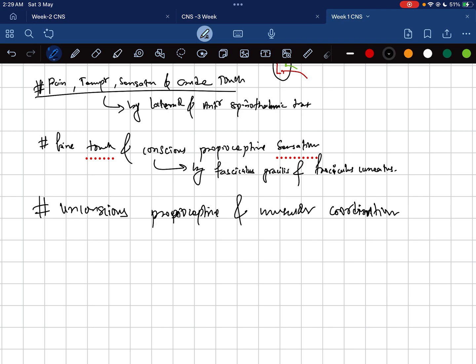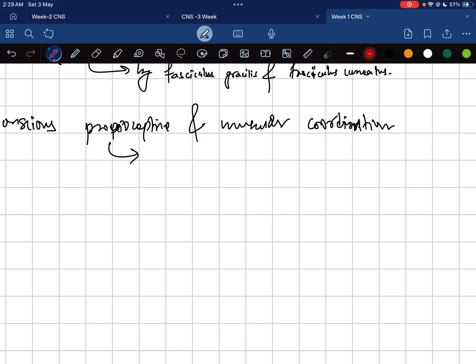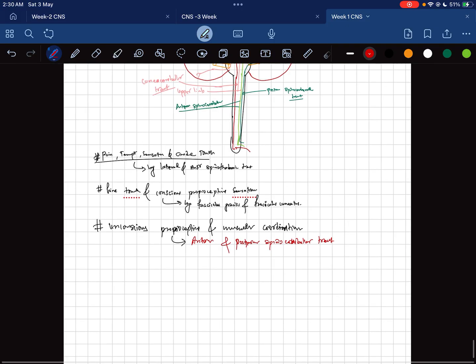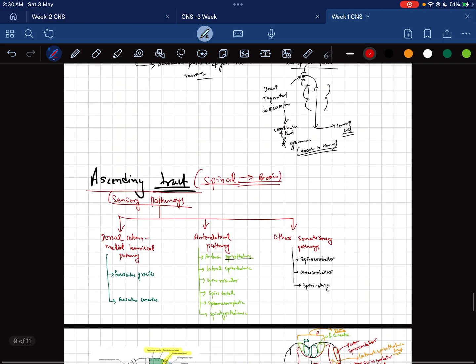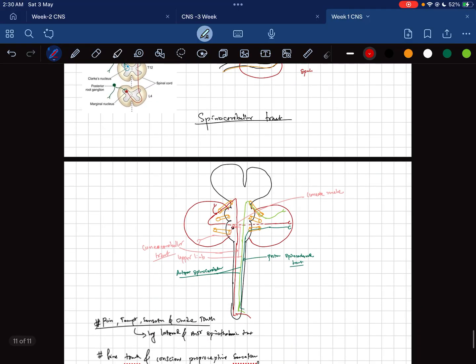go from the spinal cord to the cerebellum through the anterior and posterior spinocerebellar tracts. So this is regarding the ascending tracts. We have discussed almost many things in this revision.